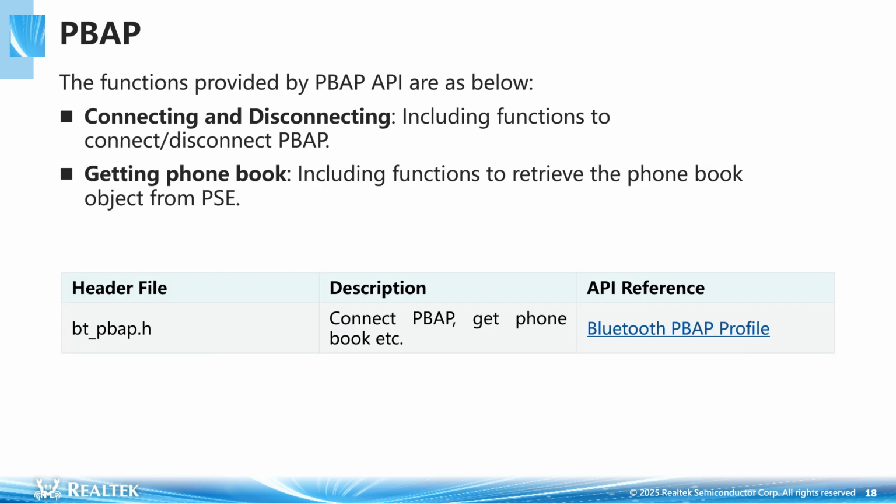The functions provided by profile of PBAP API are as below. Connecting and disconnecting, including functions to connect or disconnect PBAP. Getting phonebook, including functions to retrieve the phonebook object from PSE. More details of PBAP-related APIs are provided in the SDK.